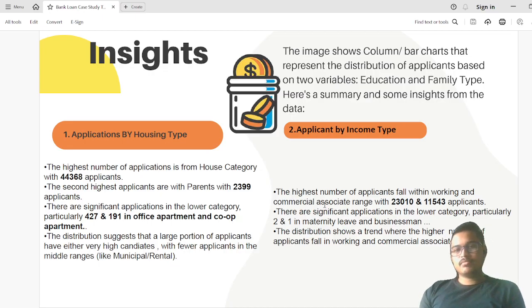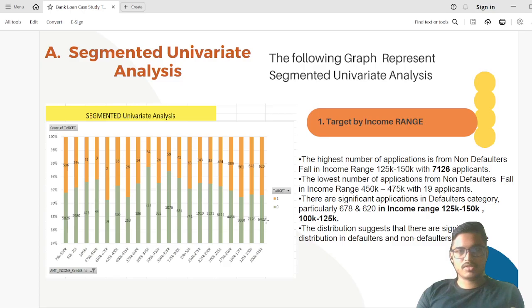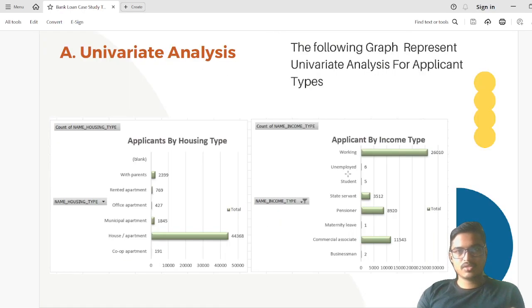Applicants by income type. The highest number of applicants fall within the working and commercial associate range, with 23,010 and 11,554 applicants. There are significant applicants in the lower categories, particularly 2 and 1 in maternity leave and business loan. The distribution shows a trend where the higher number of applicants fall in working and commercial associate. We can also see in this graph that the maximum type of applicants fall under working and commercial.